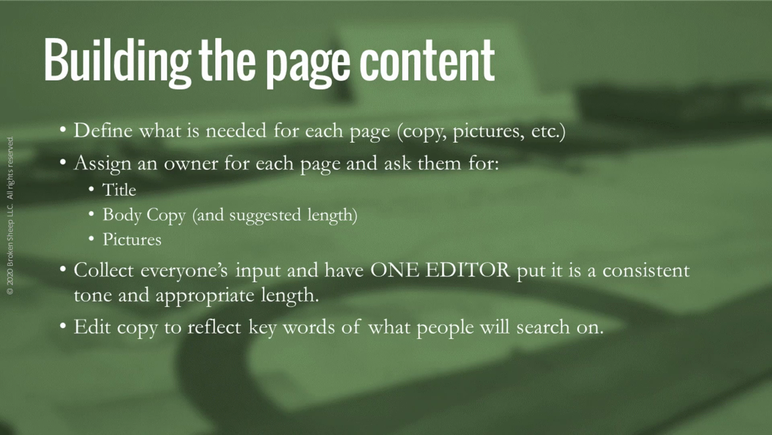The other thing that you want to do is look at the copy and reflect what the keywords are that people will search on. So let's say you have a preschool in your building. You want to make sure that you have those keywords in a number of places on the site, and then you've got links back and forth to that. So, that will help with search engine optimization.